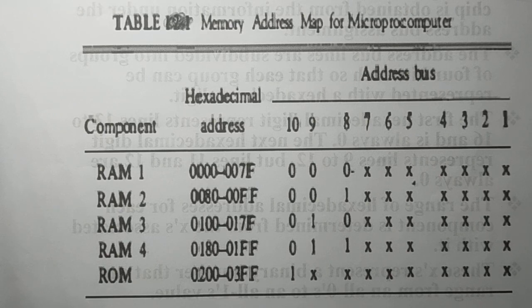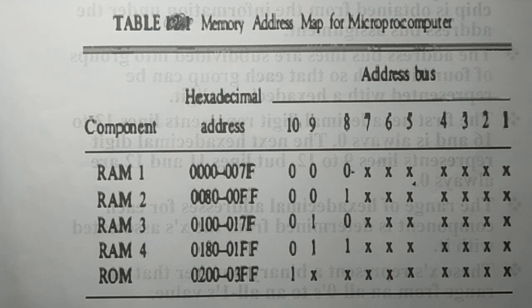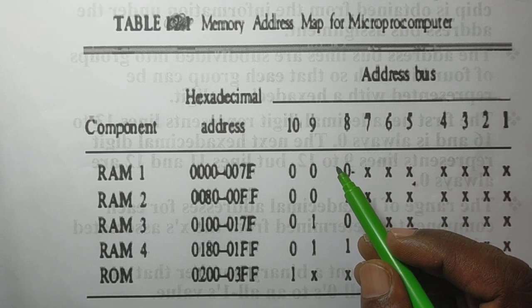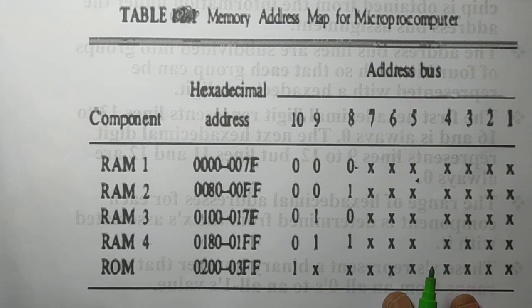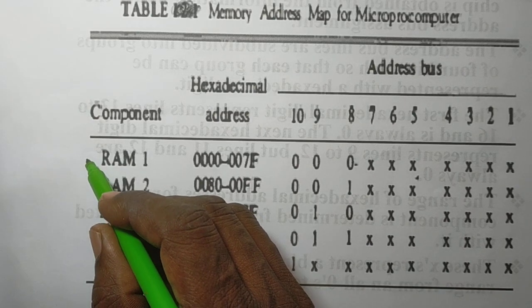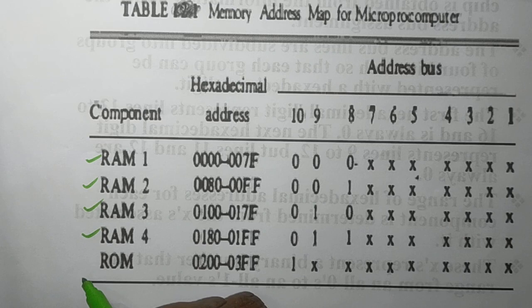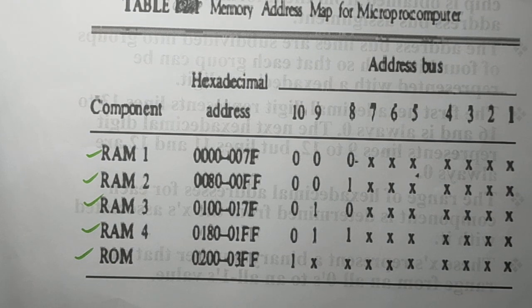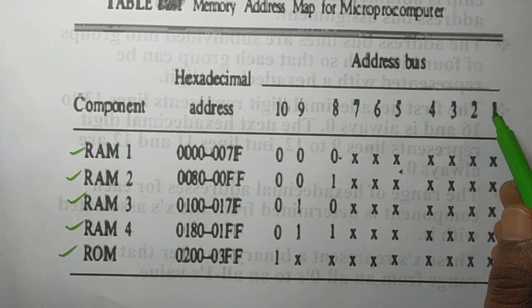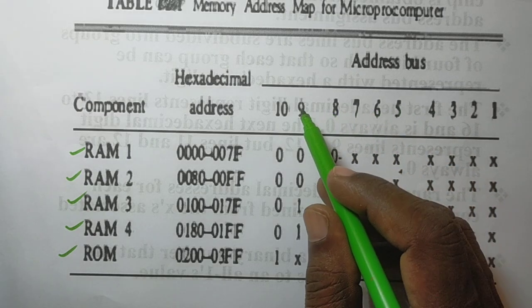Here we see the important part of these lines. Now, how are those lines used, or columns also we can use here. You see, it is a memory address map for a microcomputer or a small computer. But here we will also consider 4 RAMs, RAM 1, RAM 2, RAM 3, RAM 4, and at last the ROM. Okay, now you see I mention here 10 columns I use.